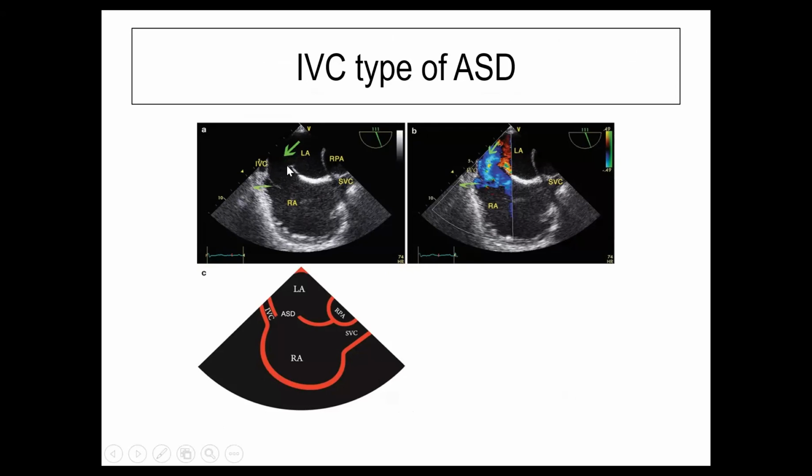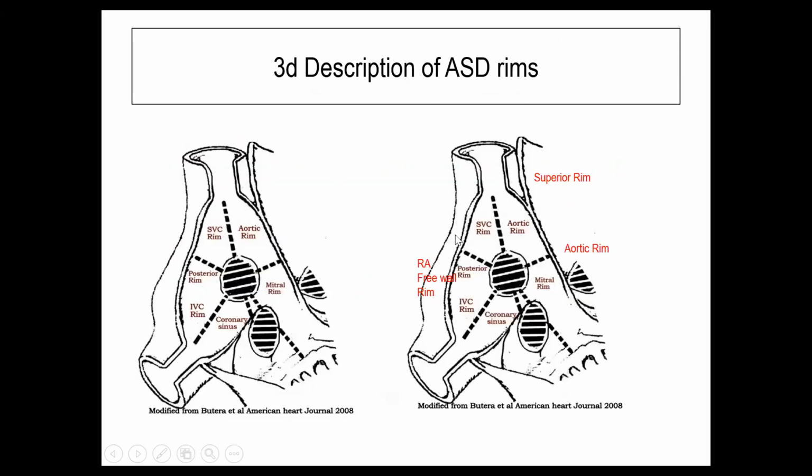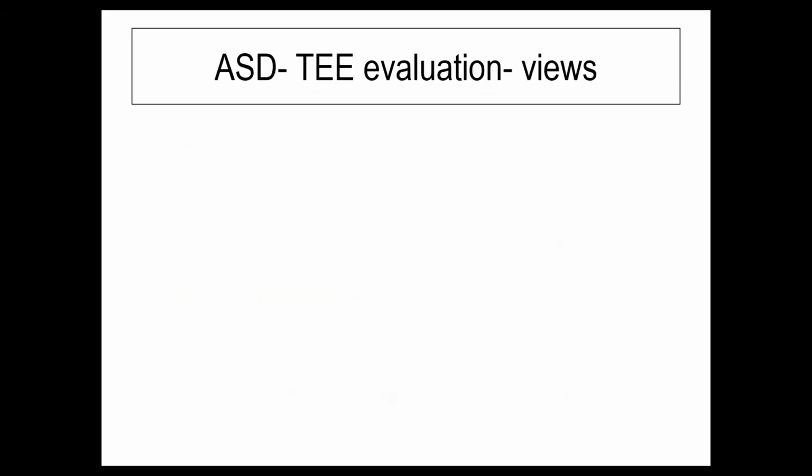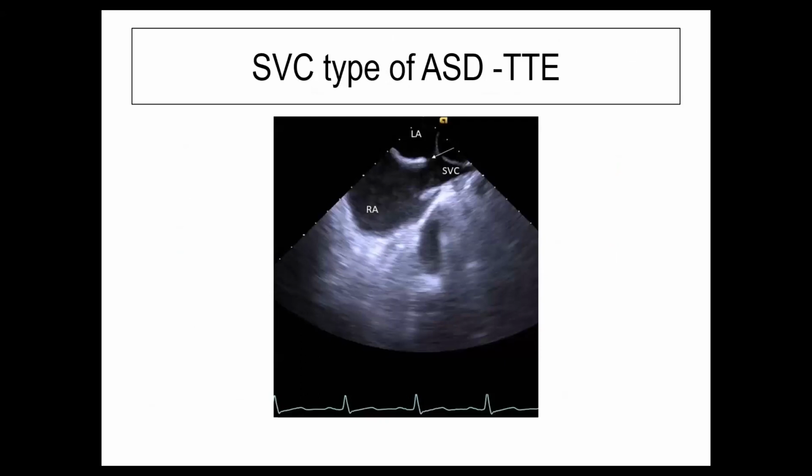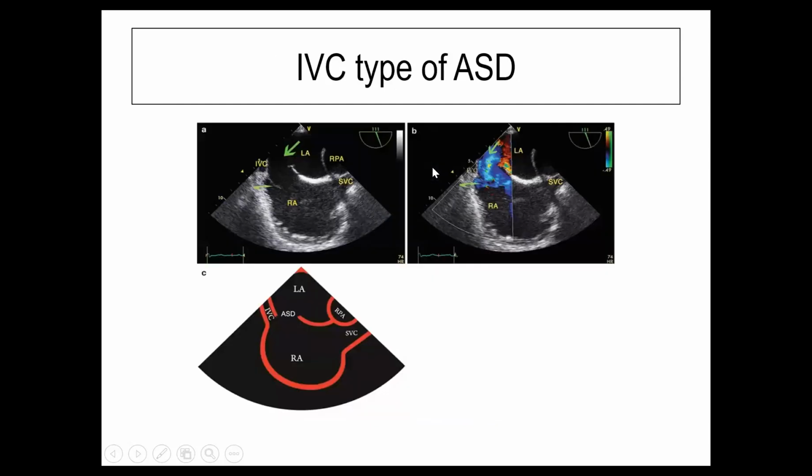If we find a hole at this point, this is known as IVC type of defect. If we find a hole on the other side, we call it SVC type of ASD. This is bicaval view. Here is the superior vena cava. This is LA, this is RA. If there's a hole present over here, we call it SVC type of ASD. So this is how we look at the bicaval or transesophageal 110-degree view.